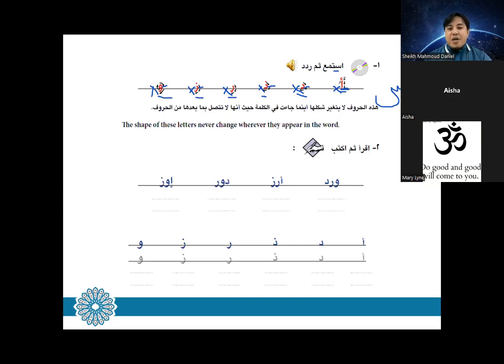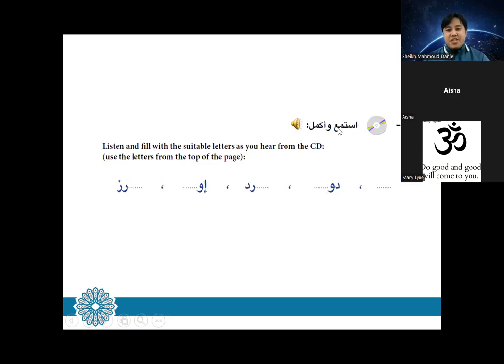So now you have to practice the stroke, how to write alif, dal, dal, ra, za, and waw, and you have the continuous exercises down. Number 2, here you write the words that we studied today: ward, urz, daur, iwaz, here on the blank, and you continue your practice to the next letters. Okay? And also you need to answer these things. استمع وأكمل.